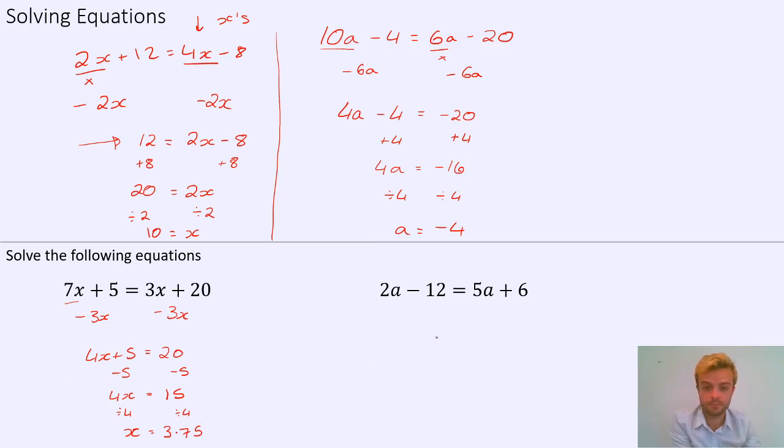And if we move on to the next one, I want to collect the a's where there's already the most of them, which is on this side, which means I'm going to cancel out that 2a by subtracting 2a from both sides. It turns the left-hand side into 12 and the right-hand side into 3a plus 6. I can then start getting this a by itself by subtracting 6 from both sides, leaving me with minus 18 equals 3a. And finally, by dividing by 3 to get minus 6 equals a.